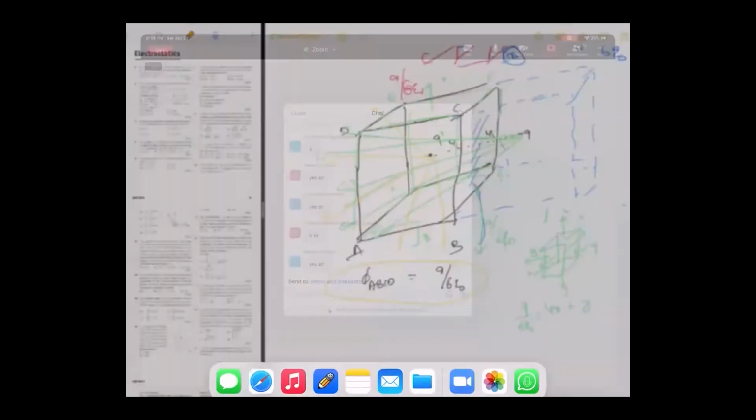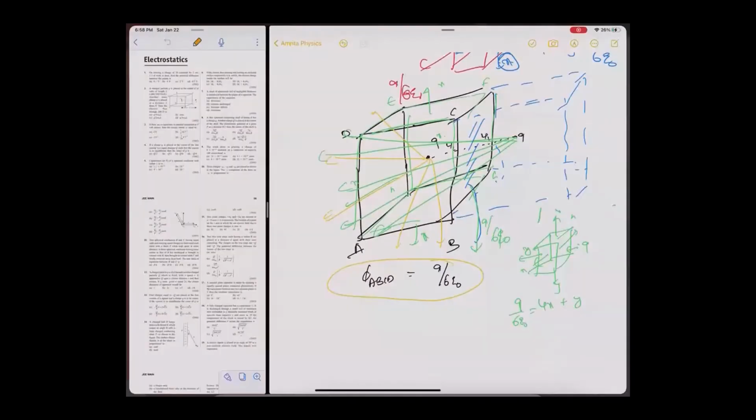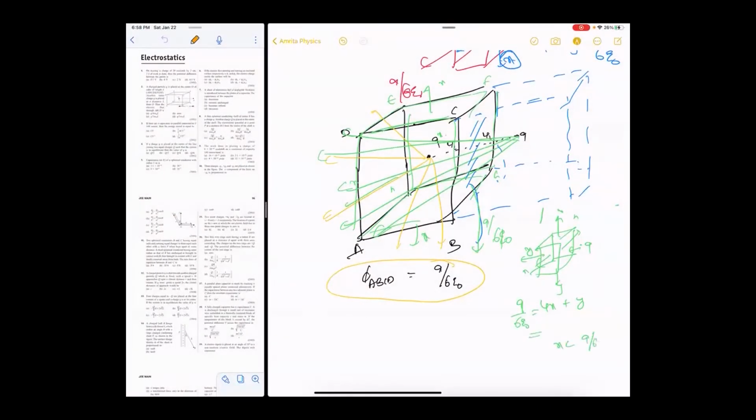Hope that's clear? Okay. Now, from this, can I say X is less than Q by 6 epsilon naught? X is less than Q by 6 epsilon naught. Now I'm just asking you to calculate the value. What is the net flux? Q by 6 epsilon naught plus X. Q by 6 epsilon naught is due to this and X is due to this. Are you able to understand? Net flux through ABCD is Q by 6 epsilon naught plus X. Now what is Q by 6 plus Q by 6? Q by 6 epsilon naught plus Q by 6 epsilon naught is Q by 3 epsilon naught, right? So this will be less than Q by 3 epsilon naught.